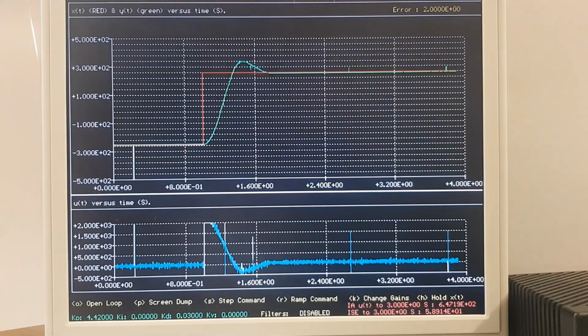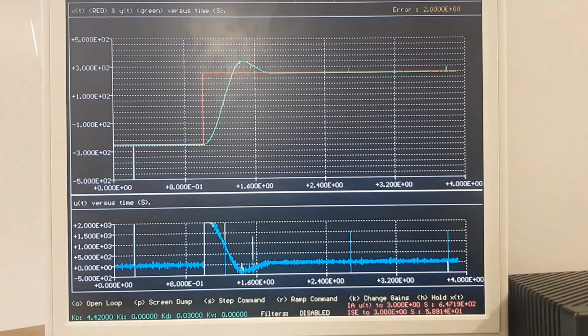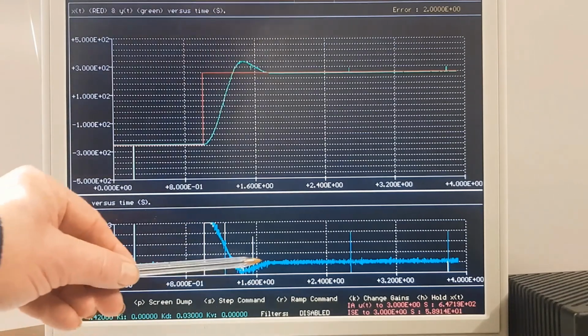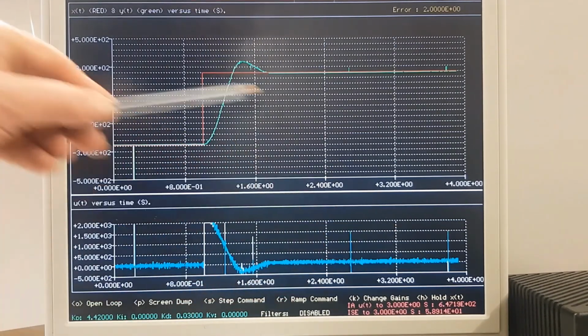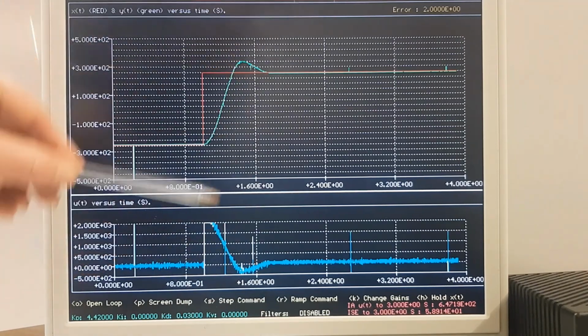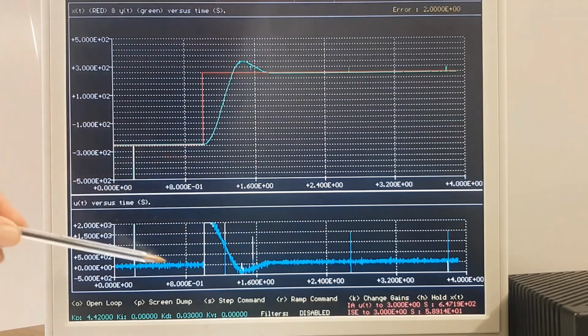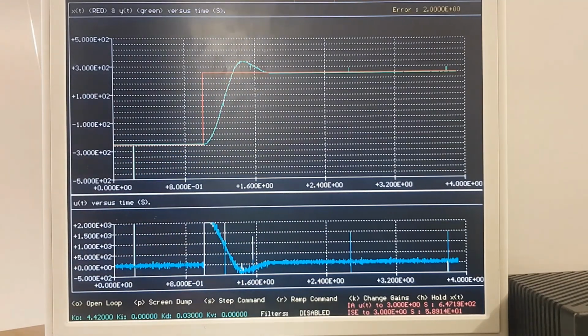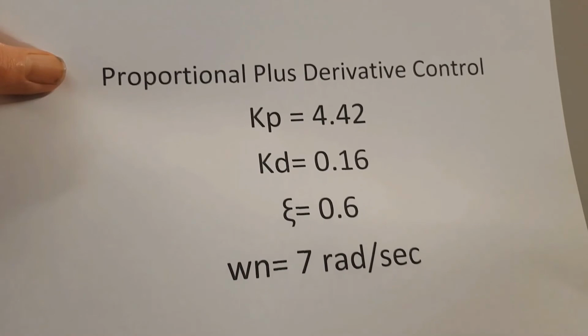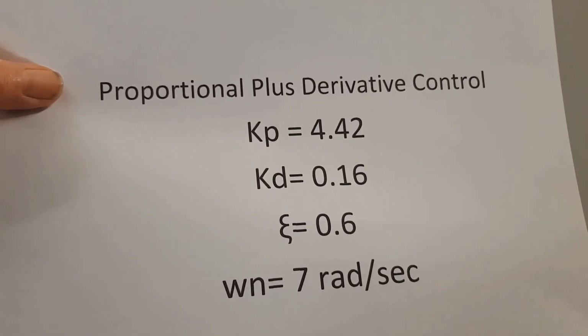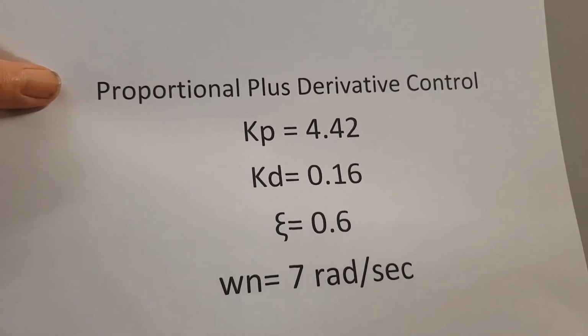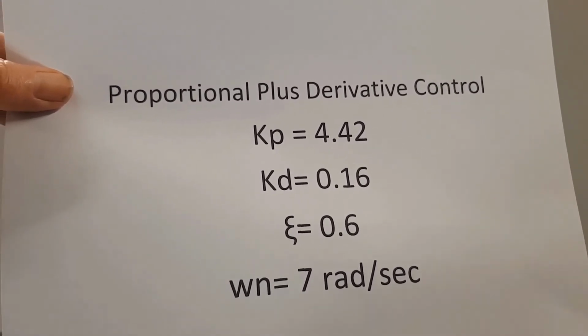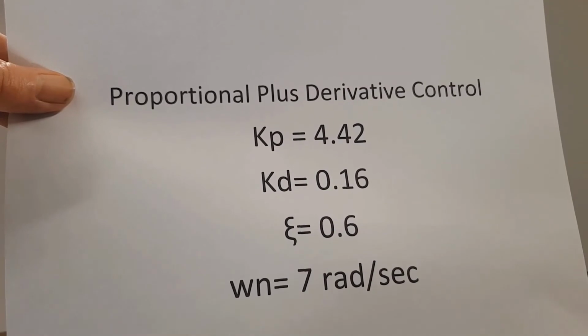We can notice a little bit of noise creeping in on this signal here. It's got a bit more noisy as we put in the derivative, and as we put more derivative in, this signal, which is the voltage applied to the motor, will get more noisy as we go along. The next one we're going to do is proportional derivative control. This time Kp sticks at 4.42, but the Kd goes up to 0.16, so we're increasing the damping ratio from 0.5 to 0.6, and we're keeping omega n the same.